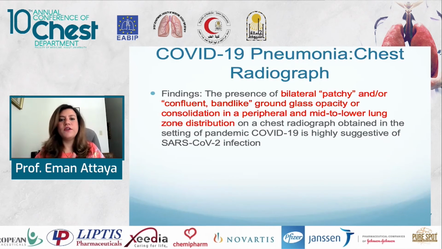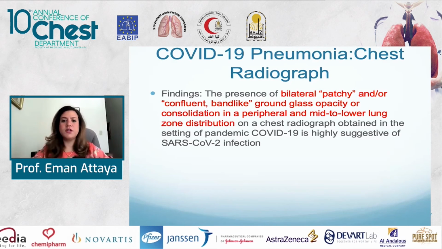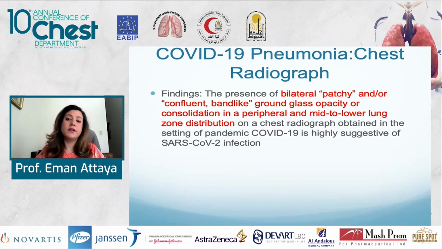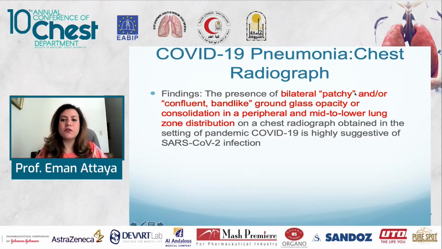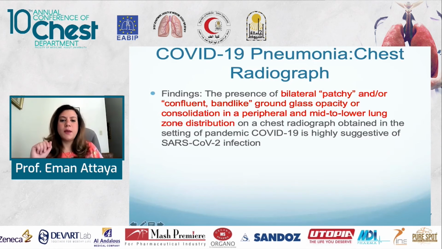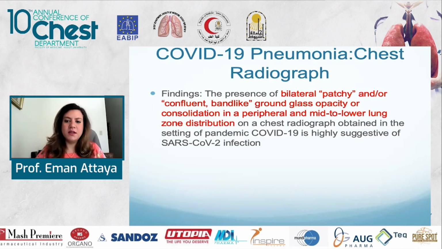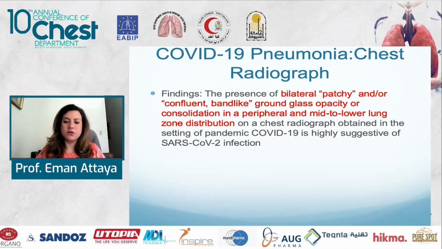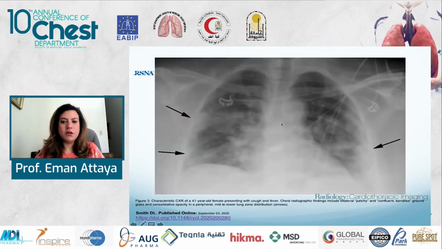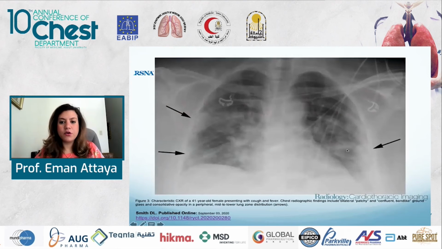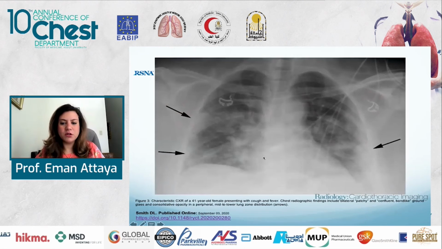Moving on to COVID pneumonia, I gave a lecture about this in October, so I don't want to go into too much detail, but it's good to review quickly. With COVID pneumonia, you're going to see bilateral patchy and/or confluent band-like ground glass opacities or consolidations in a peripheral and mid to lower lung zone. Okay, so example here, patchy band-like ground glass opacities in mainly peripheral, mid to lower lung zones.